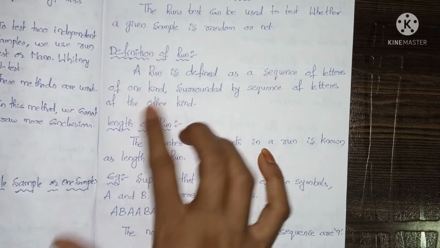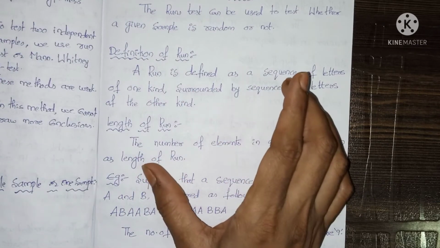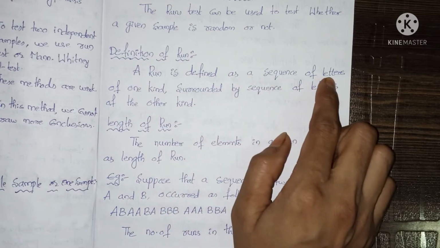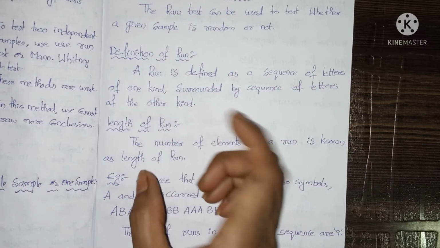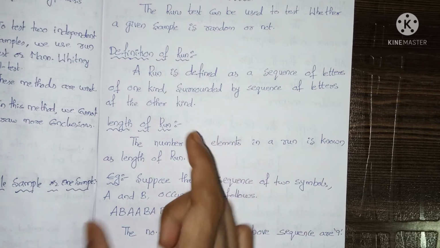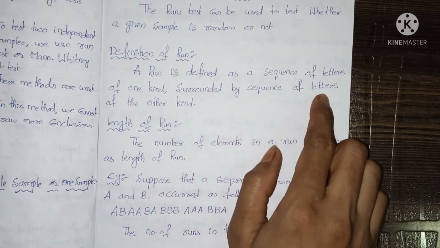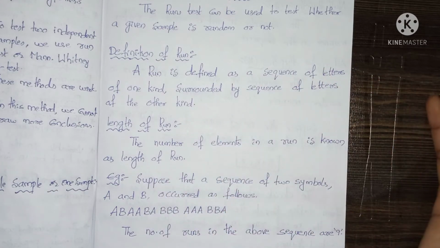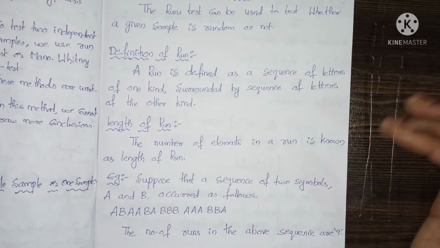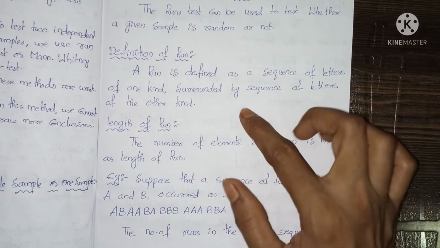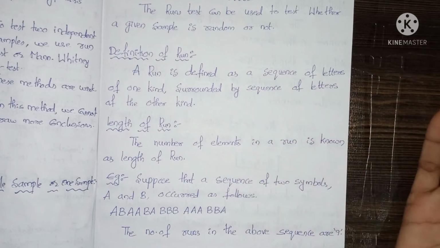So what is a run? What is the definition of a run? A run is defined as a sequence of letters of one kind, where letters means alphabets, surrounded by a sequence of letters of the other kind. So it is nothing but a combination of letters of one kind, surrounded by a sequence of the other kind. We can also say a combination of alphabets.